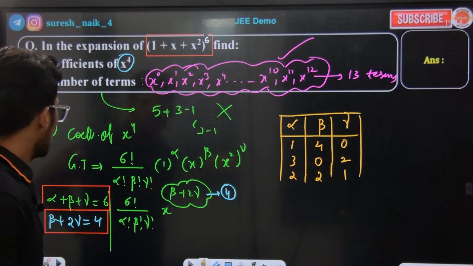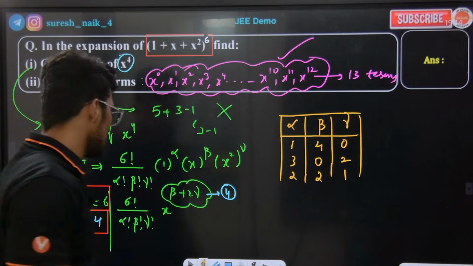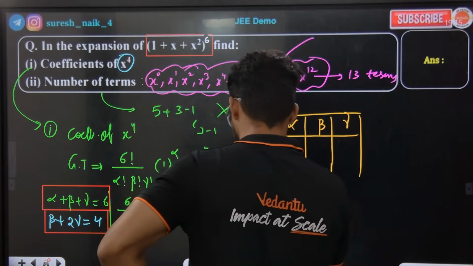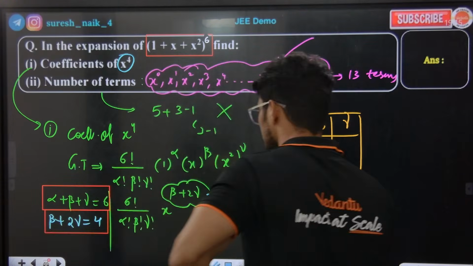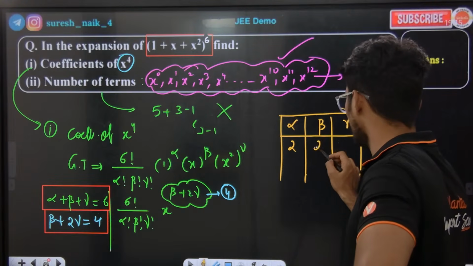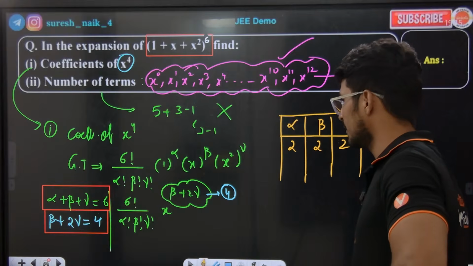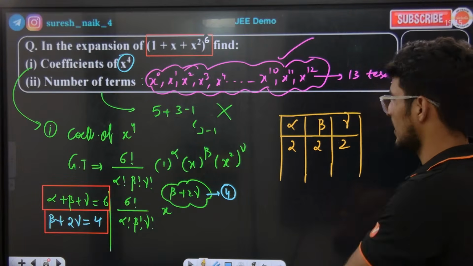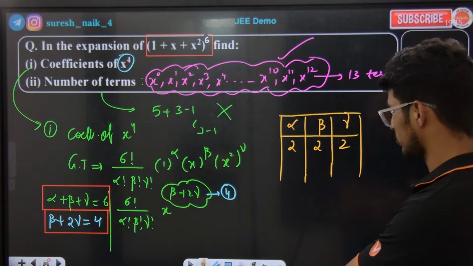Alpha plus beta plus gamma, if you add, 6 is not coming. Ready? 6 is not coming. Check please. Possible combinations: 2 2 2 is definitely there, see, 2 2 2 is one possibility. Yes or no? Beta plus 2 gamma is equal to 4.